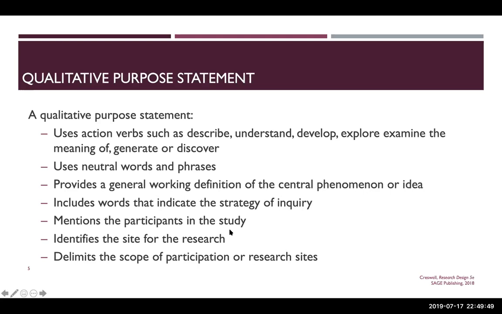You want to include words that talk about how you're going to do your inquiry, who the participants are, and also delimit the scope. When we say delimit, we're setting kind of the boundaries, like who are we going to research? So for example, in my dissertation research, I looked at traditional age African-American freshmen who were in a predominantly white institution versus a historically Black college university. So only people who met those criteria could be part of my study. That delimited my study.